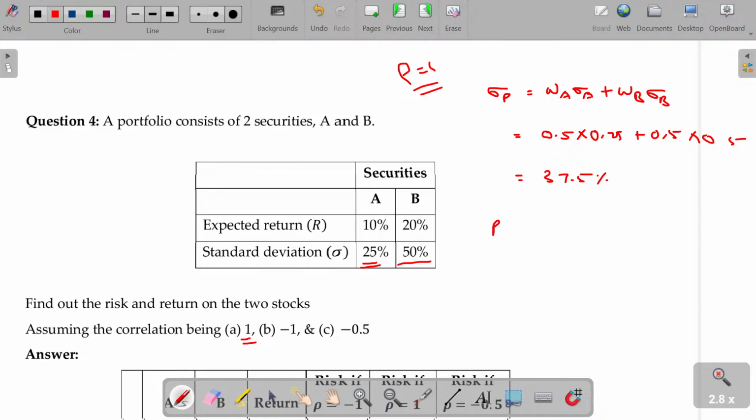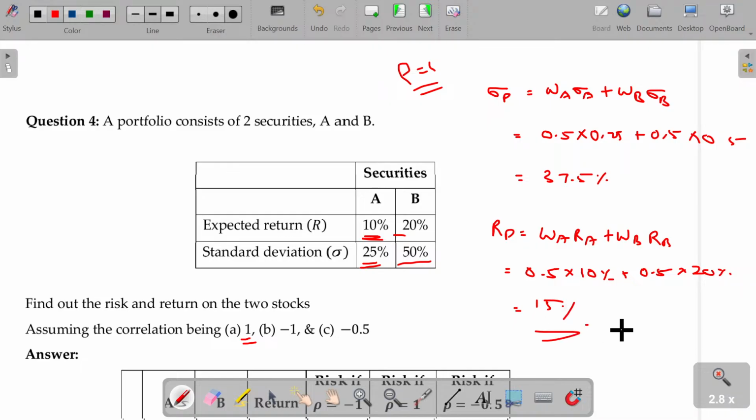What about the return of portfolio if the combination being 50-50? Weight of A times return of A plus weight of B times return of B. Weight of A being 0.5 into return of A being 10%. Weight of B being 0.5 into return of B being 20%. The final answer being 50-50, 15%. Is that okay? 15%.